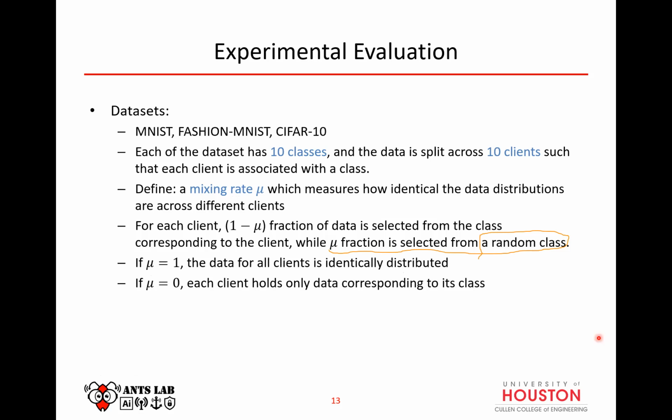Okay, so assume we have 10 classes and 10 clients, and now for client 0 the corresponding label is class 0, and we will select 1 minus mu fraction from it. And for the random class, do we select from 1 to 9 or from 0 to 9? I think it should be from 0 to 9, because they just say random class.